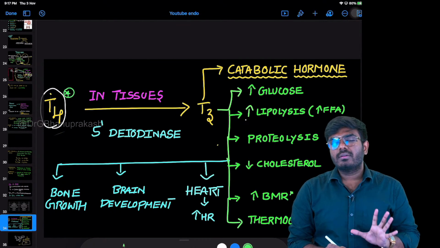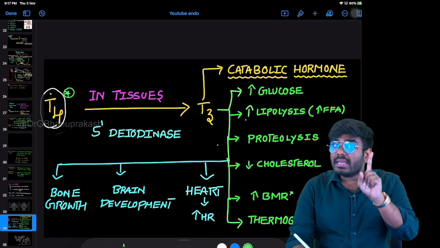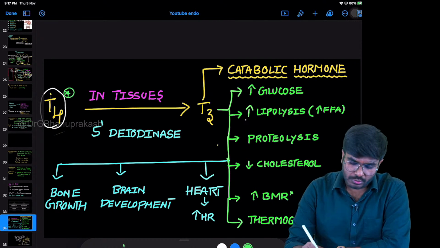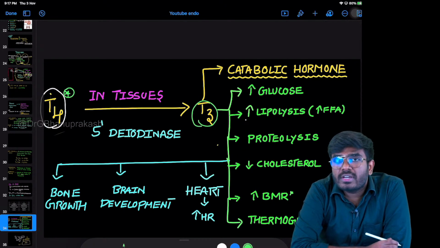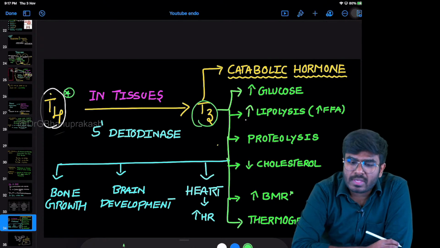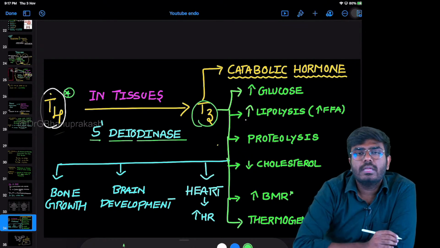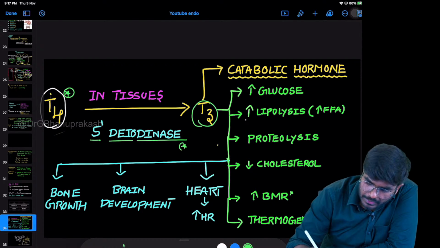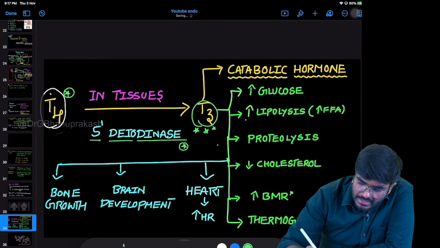Now whenever T4 is needed, in the tissues, not in the blood, in the tissues, the T4 is getting converted into T3 with the help of an enzyme called 5' deiodinase. Now our active form T3 is there, our hero is there, T3.